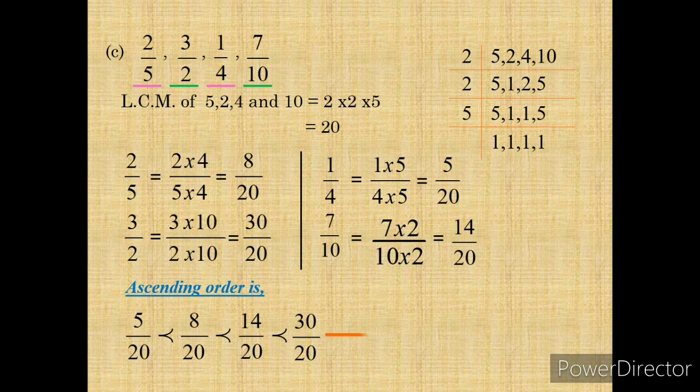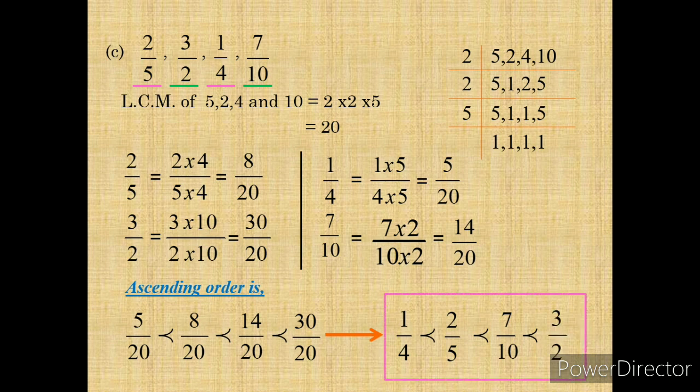बट एज आई टोल्ड यू दिस इज़ नॉट द कंप्लीट आंसर. सो अब चेक करो 5/20 किसको सॉल्व करके आया था? 1/4. 8/20 किसको सॉल्व करके आया? 2/5. नेक्स्ट इज 7/10 एंड द लास्ट इज 3/2. सो दिस इज़ योर complete answer. This was for ascending order.